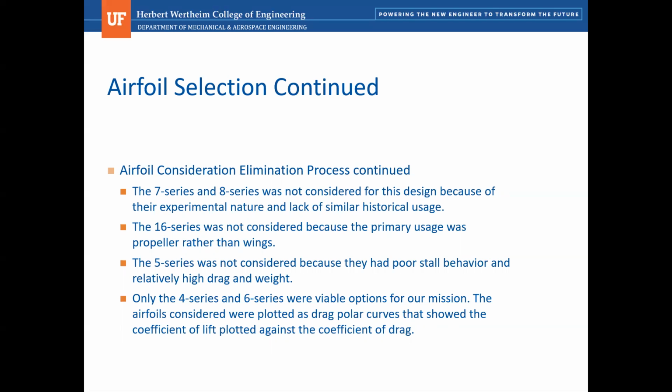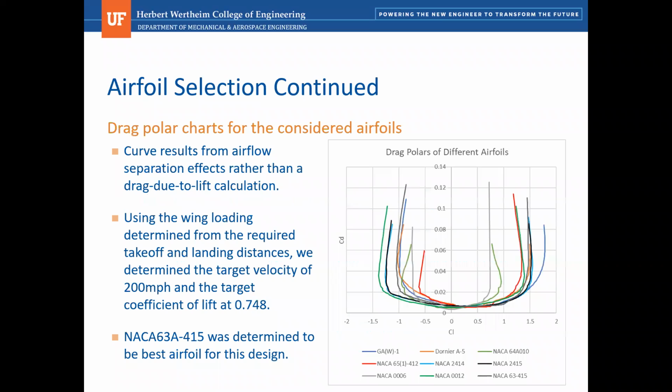to both the 4 and 6 series, which can be seen on a drag polar curve showing coefficient of lift versus drag coefficient on the next slide. The curves of this graph are determined from airflow separation, not drag due to lift. Analyzing wing loading for the takeoff and landing design mission requirements, we could find our target velocity and target coefficient of lift, which were 200 miles per hour and 0.748 respectively. This allowed us to narrow our selection to the NACA 638-415, and this is our root cross section.